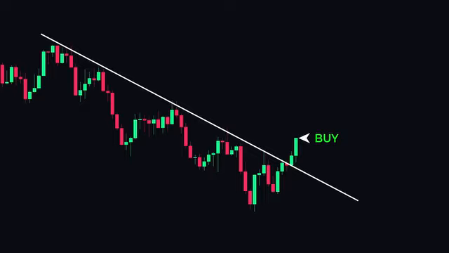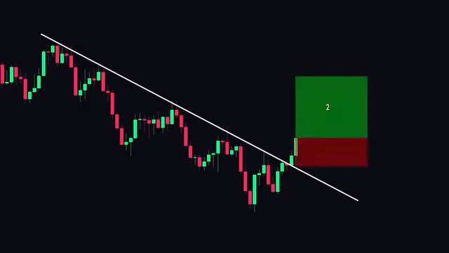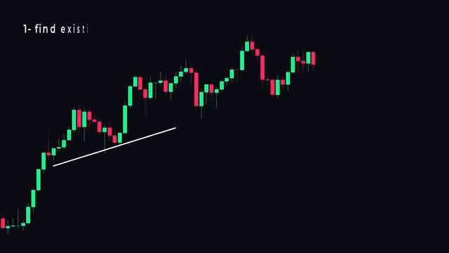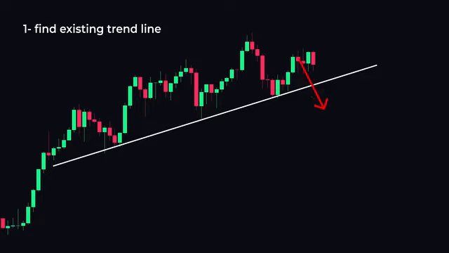For stop loss, place it slightly below the trend line break and set a take profit at 2 times the stop loss size. And as you can see, price went up and hits our take profit target. Now, let's look at another example. Again, the first step is finding an established trend line. In this case, it's an uptrend, meaning we're looking for a trend change to a downtrend.